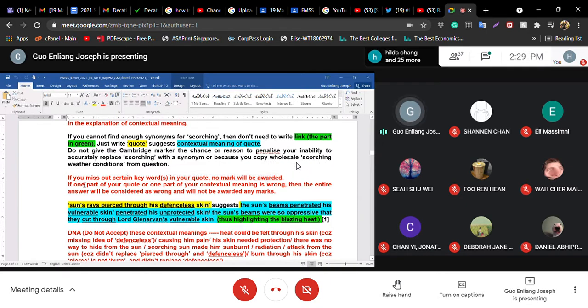Then here, if one part of your contextual meaning is wrong, the whole answer is wrong. For example, in this code, if you have "the sun's beams penetrated his dangerous skin". I know it sounds weird, but basically, dangerous doesn't mean defenseless. If you have one part correct, beams have penetrated, and the other part, defenseless, meaning wrong, the mark is 0. You must get all the words that are underlined correct. The keywords all must be accurate in meaning and spelling. That is what is important.